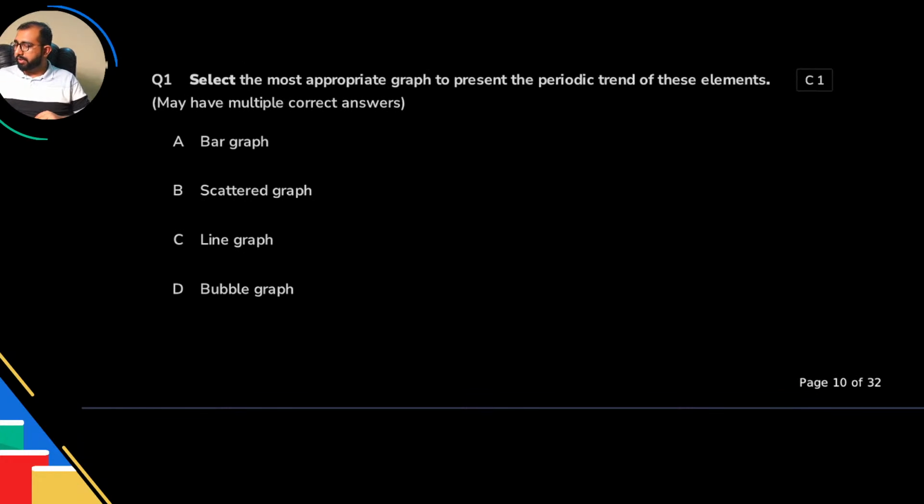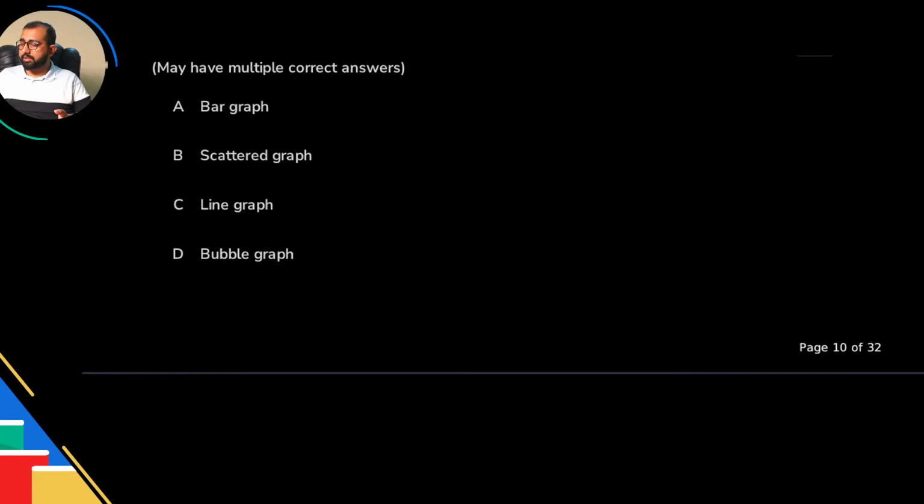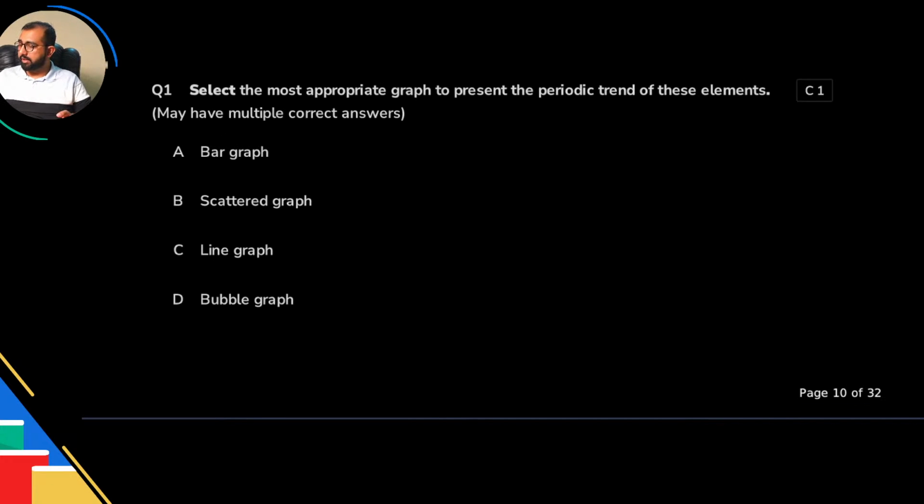Select the most appropriate graph to represent the periodic trend of these elements. So what should be the most appropriate graph? You have individual data points, you don't have continuous data, right? So I personally would go for a line graph, because this way we can have a lot of different options. But a bar graph is always a good choice, so you could go for a bar graph or a line graph. I think both of them will be acceptable answers.